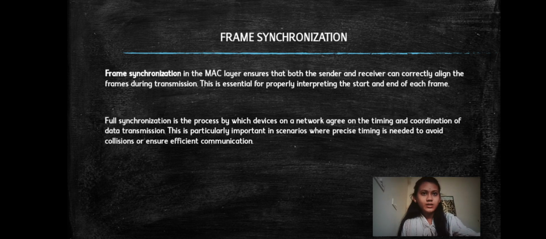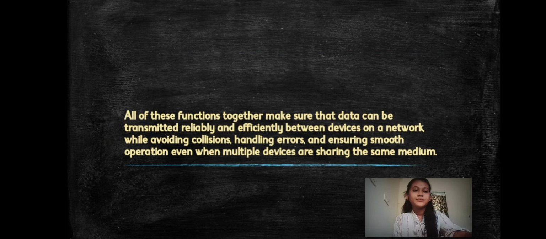Then we have frame synchronization. Frame synchronization makes sure that the sender and receiver know exactly where each data packet begins and ends during transmission. This is important because if the timing is off, the data can get mixed up. And there is something called full synchronization. Full synchronization means that all devices on the network are in sync with each other, agreeing on when to send and when to receive data. This is especially important to avoid collisions when two devices send data at the same time and to make communication more efficient.